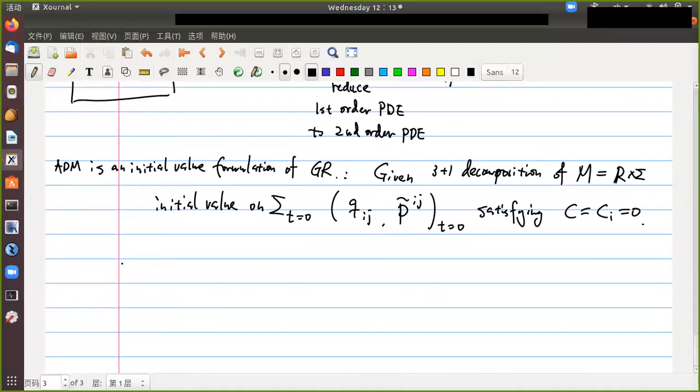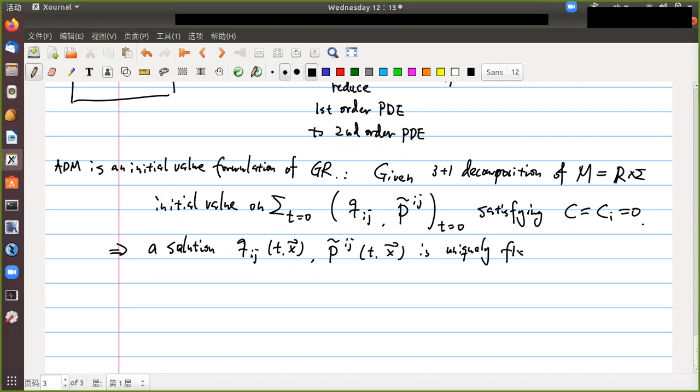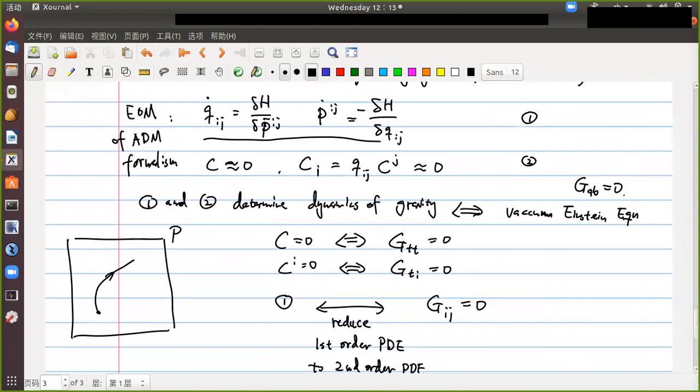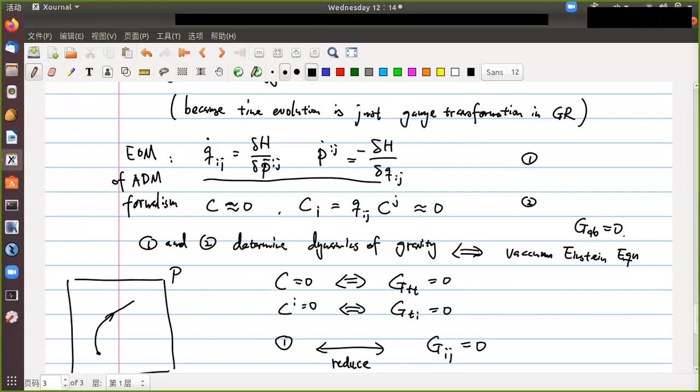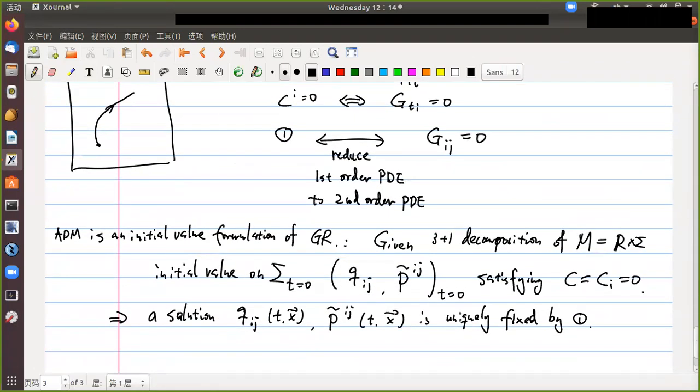Okay, and then what you get from the equation of motion is that a solution Qij, P below Ij is uniquely fixed by the Hamilton's equation, by the Hamiltonian evolution equation. Okay, so that's the use of this ADM formula.